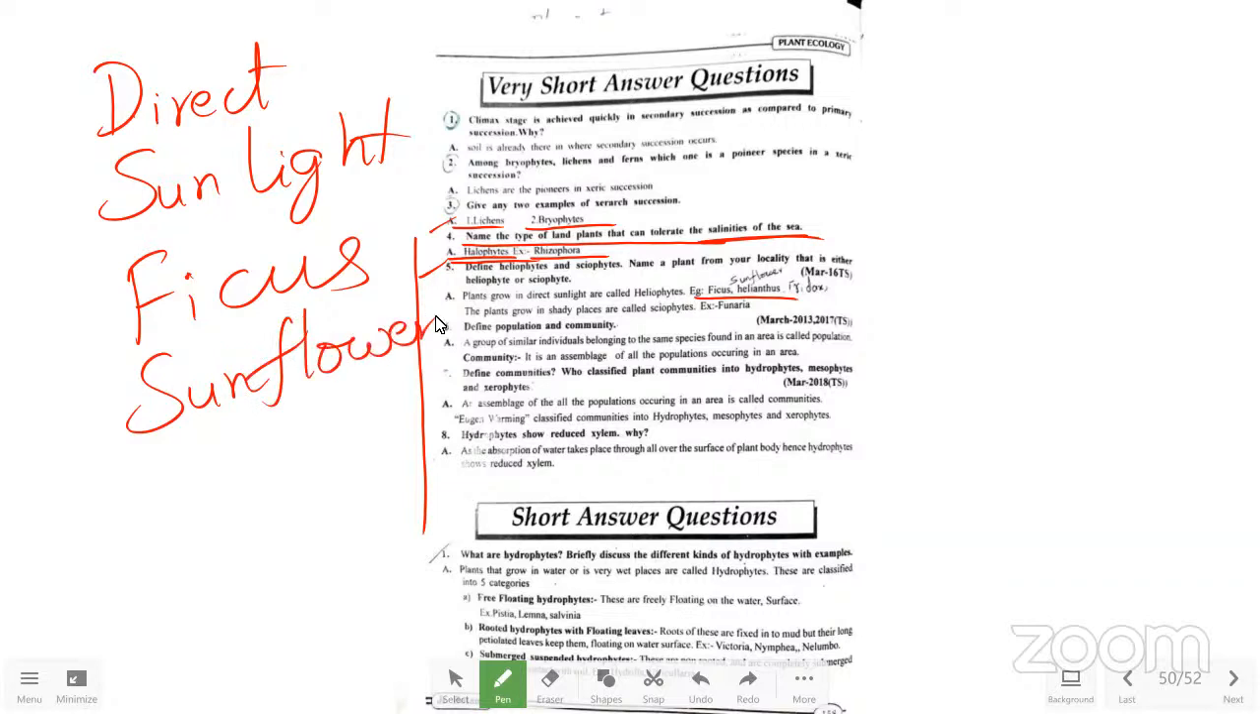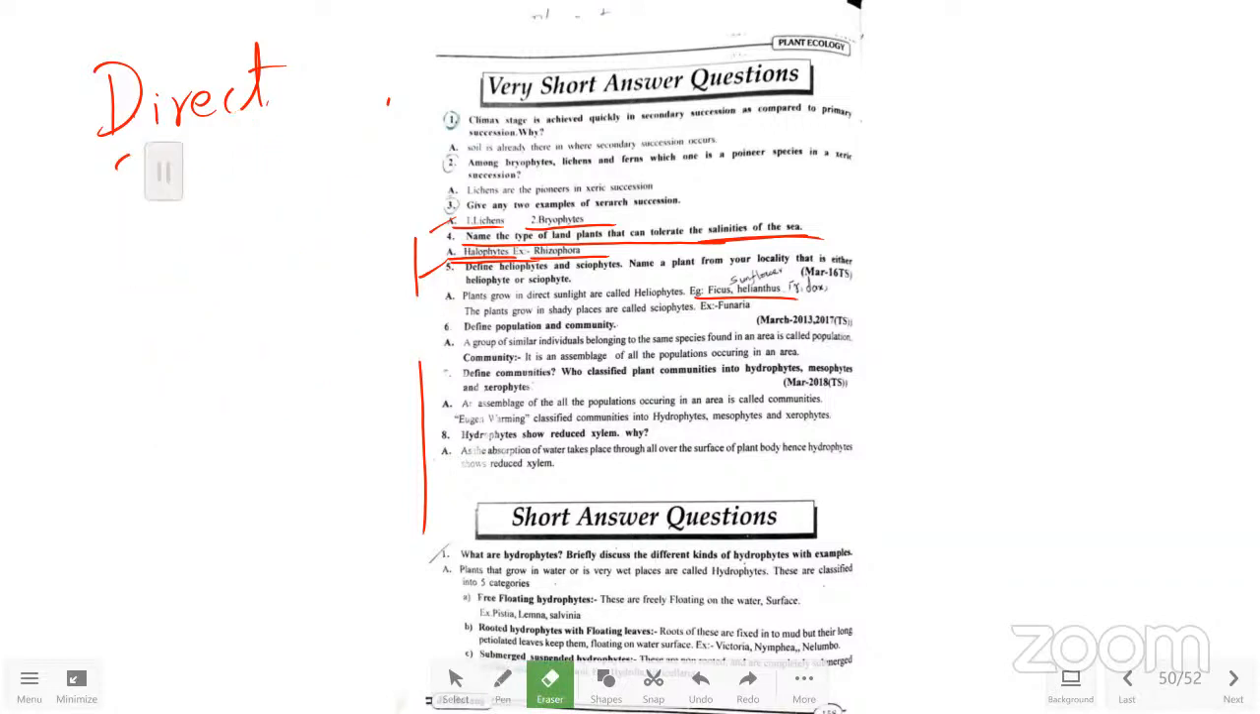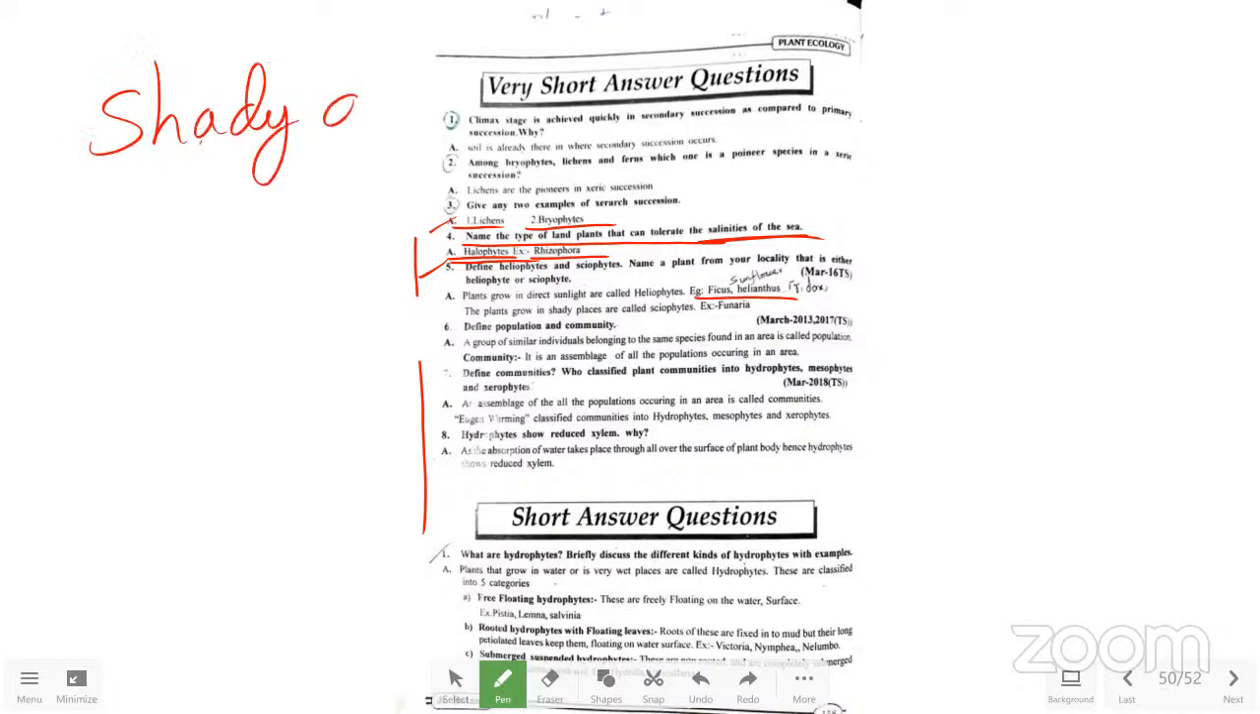Easy to remember. One example is mandatory. And the next one, sciophytes. Sciophytes means the plants which are growing in the shady areas. The plants which are growing in the shady areas are called the sciophytes. Example for this, funaria, mosses, club moss. That is the funaria.